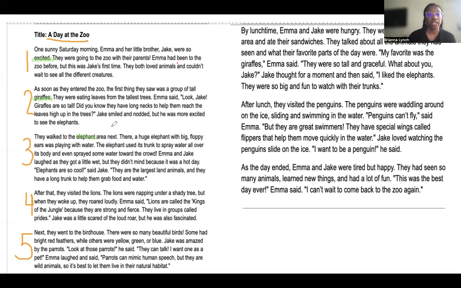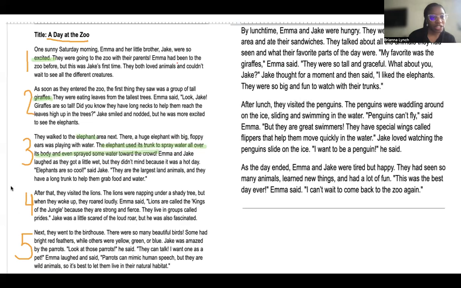All right. So let's see. They're huge, so I'm skimming. Yeah, no, no, no. Oh, playing with water. All right, we're getting close. The elephant used its trunk to spray water all over its body and even sprayed some water towards the crowd. Now that sounds right, right? That is our answer. Okie dokie.